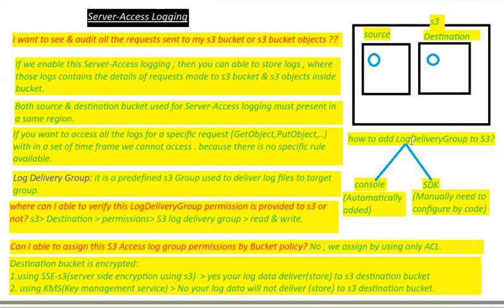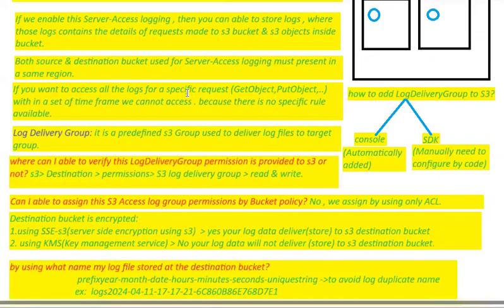Now, how can I provide this? If you enabled the server access logging using the console, then it will be automatically added. If you enabled the server access logging using the SDK, then you need to manually configure your code and apply that in order to provide these permissions to your bucket. So can I assign S3 log delivery group permissions using a bucket policy? It is not possible. You can provide this log delivery group permission using ACLs only.